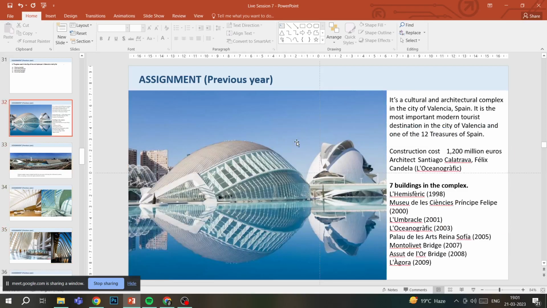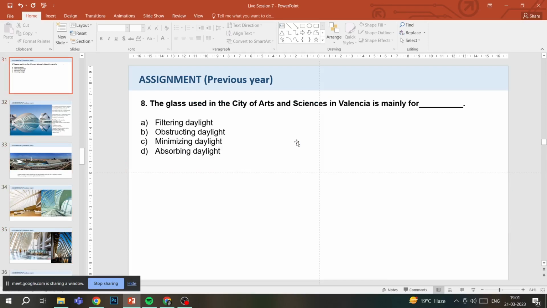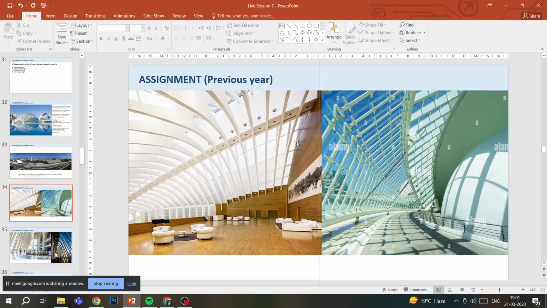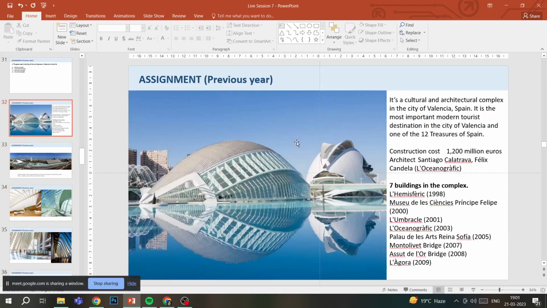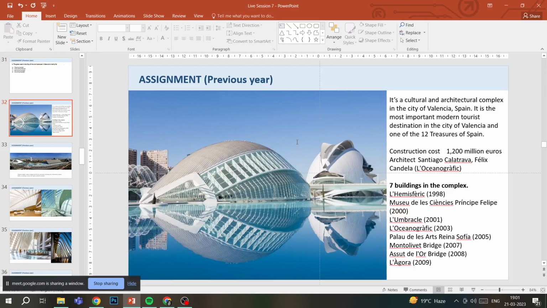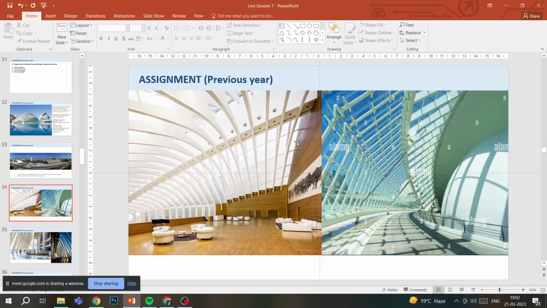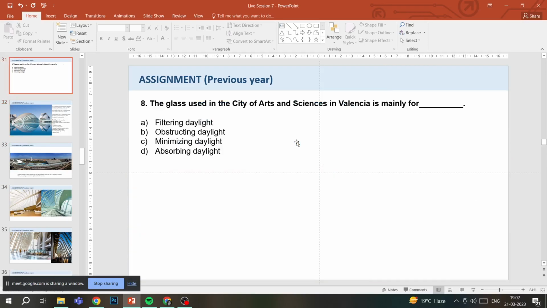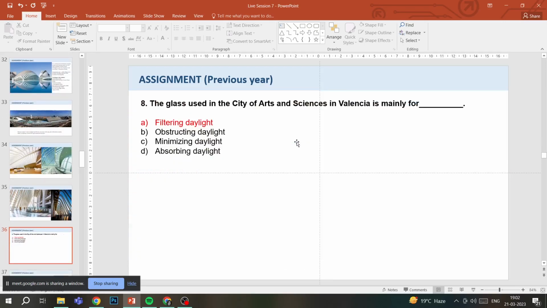Our question was that the glass used in the City of Arts and Sciences in Valencia is mainly for what. It's not for absorbing daylight, and as you can see how open and clear these indoor areas look, it is definitely not for minimizing daylight, because we are allowing a lot of daylight. It is also not obstructing daylight, as you can see very clearly from the images that a lot of sunlight is coming in. So it's clear from our options and from these images that the answer would be filtering daylight.